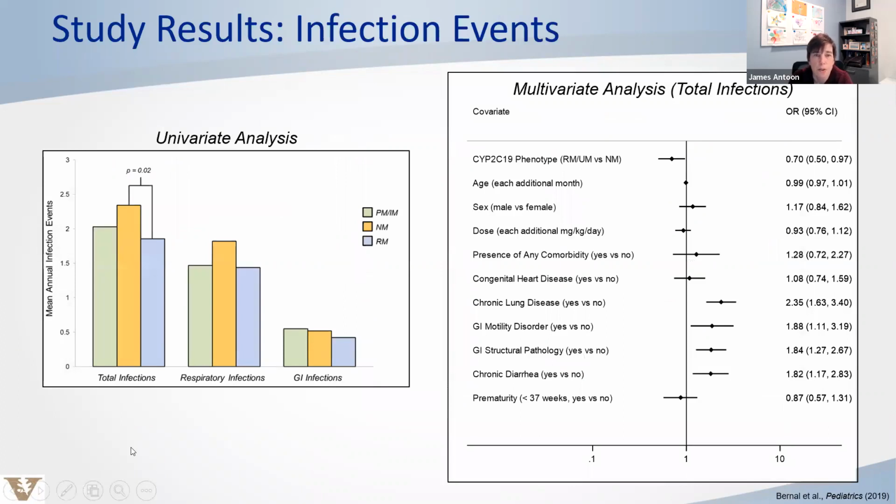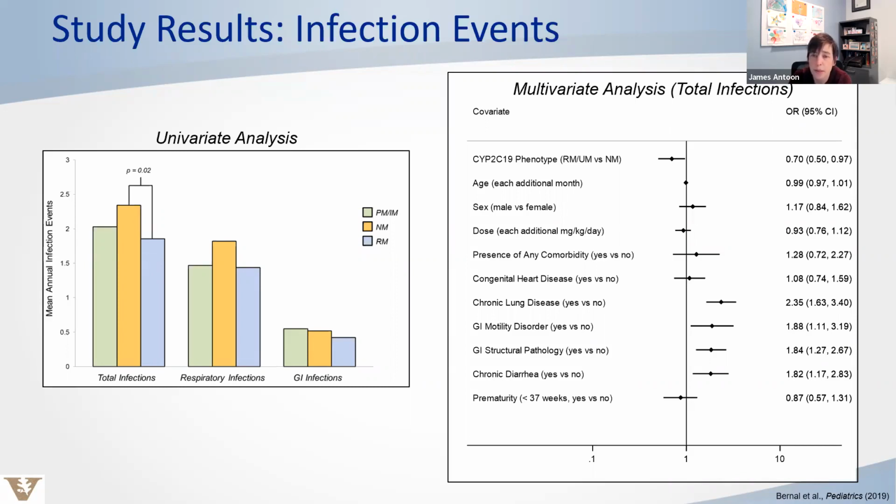So in terms of infection events, which is our primary outcome, what we found is that there was a difference in total infections when we looked at the rapid metabolizers versus the normal metabolizers. We didn't see a significant difference between the poor metabolizers, which I think was because of a small number of patients in that bucket. On the univariate analysis, it was significant. And actually on the multivariate analysis, where we did adjust for the common comorbidities that were associated with these outcomes as well, it actually became more significant.